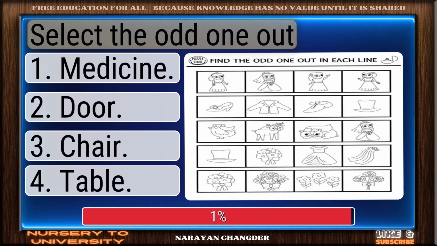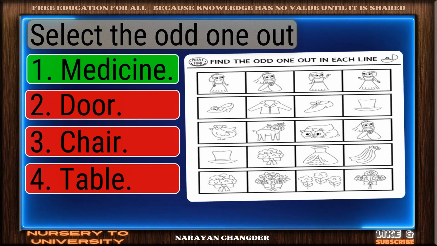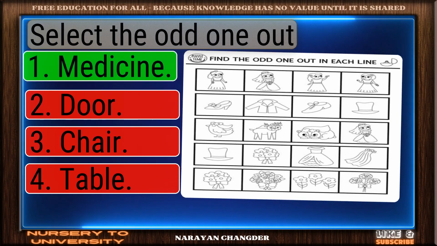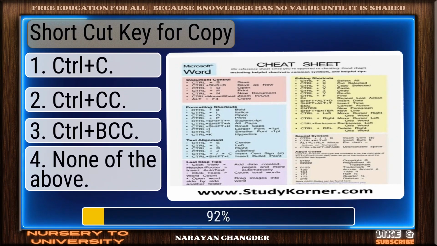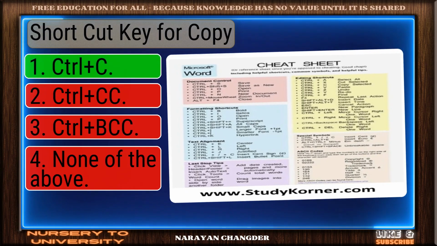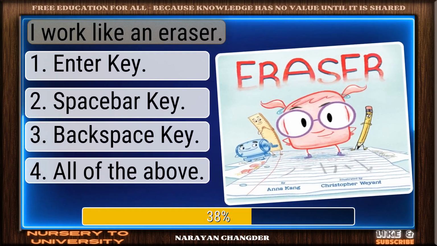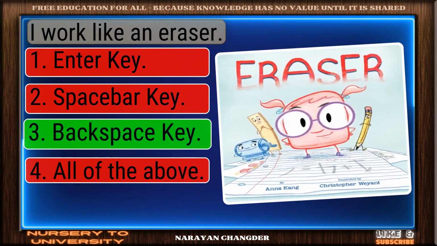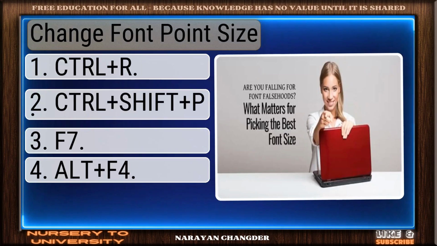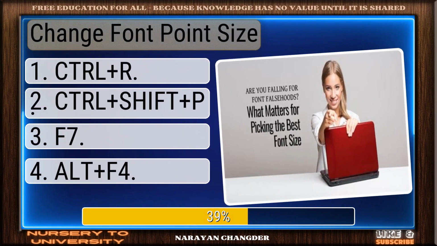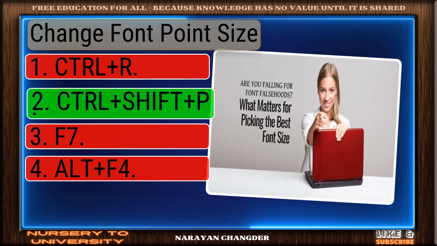Select the odd one out. You're right. Medicine is the correct answer. Shortcut key for copy. Correct. Ctrl plus C is the right answer. I work like an eraser. Sharp thinking. Backspace key is the right choice. Change font point size. Valid point. Ctrl plus Shift plus P is true.